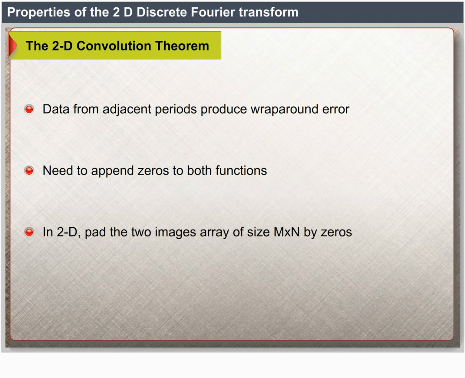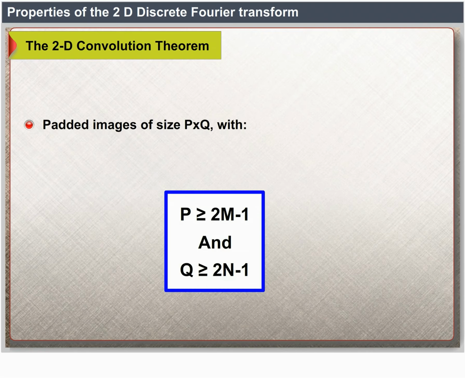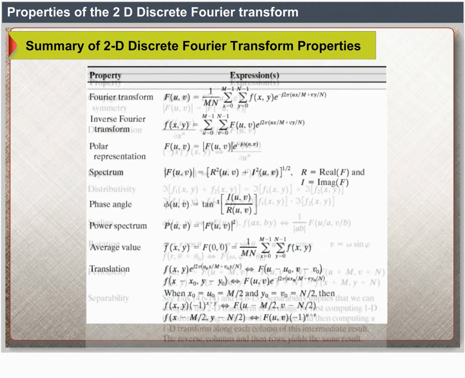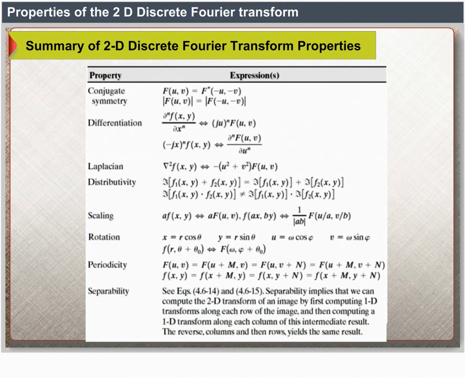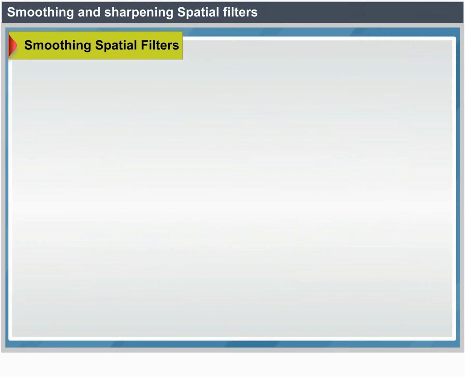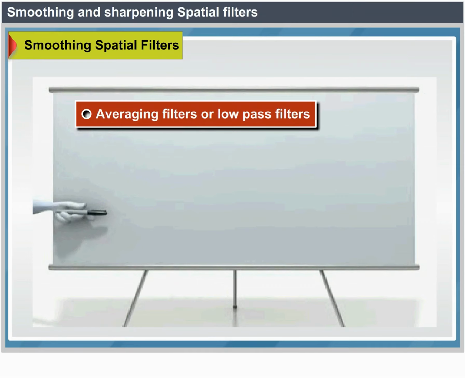Output will be the average of pixels contained in the neighborhood of the filter mask. Averaging filters are low-pass filters. They reduce sharp transitions in intensities. Applications: noise reduction, smoothing of false contours, blurring effect. The below figure shows the original image of size 500 by 500 pixels, and results of smoothing with square average filter masks of size m equals 3, 5, 9, 15, and 35.